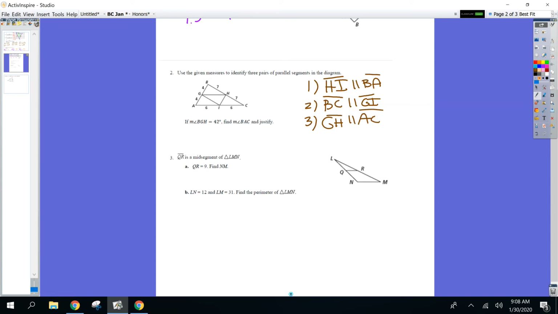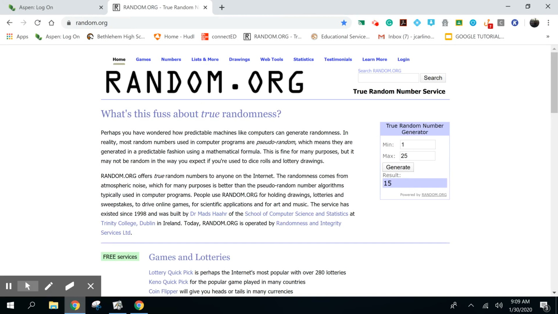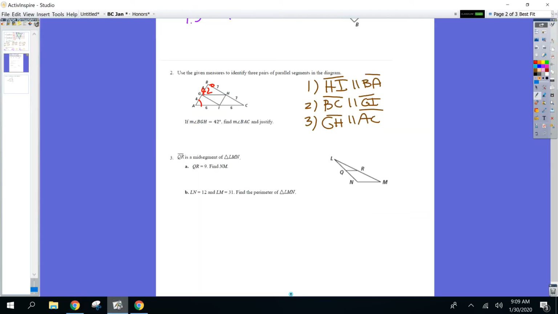Okay, we're good. All right, kids. Here's what I really wanted to know. BGH, that bad boy's 42 degrees. What's BAC and Y? You just found out they were parallel. Use it. Those are corresponding. Nice job. Those were corresponding angles. And if I have parallel lines, they're congruent.